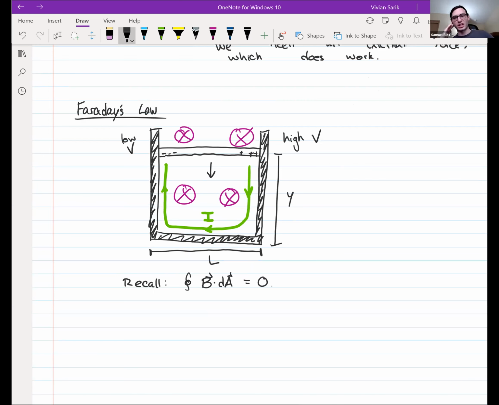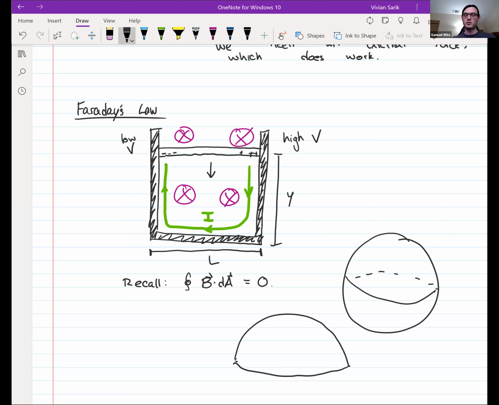But it doesn't have to be the case that the flux through any surface is zero, right? This is only for a closed surface. So if you have a sphere, the flux through that sphere is zero. But if you have a hemisphere with an open bottom half, then you could have magnetic field lines coming in and passing through. And so the flux through that would not be zero.